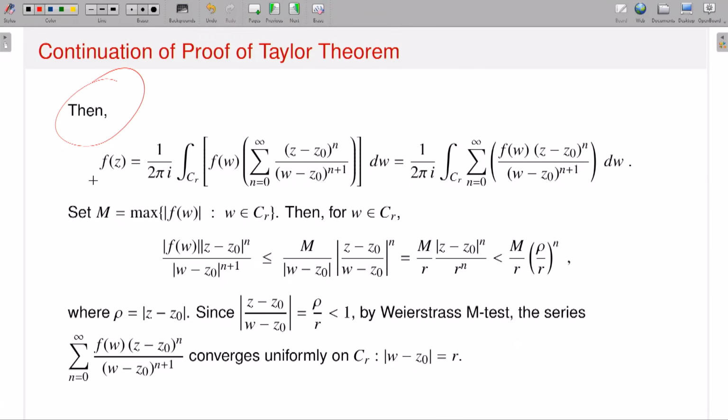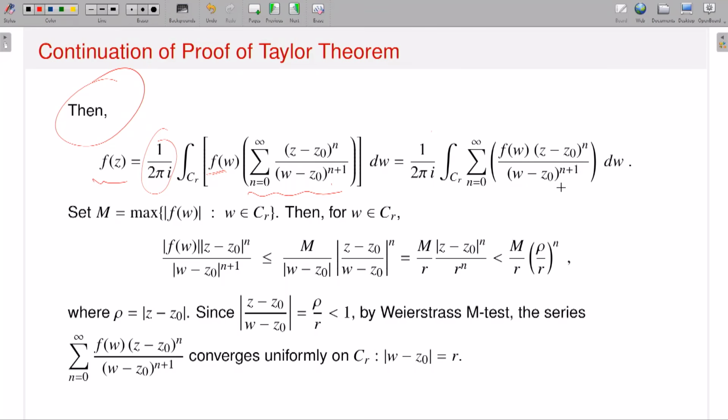So therefore we will have f(z), which is 1 by 2 pi i, keeping as it is, the integration over C_R of f(w) times 1 by w minus z, and 1 by w minus z I just got in terms of the series expansion around the point z naught. That means this is z minus z naught to the power n divided by w minus z naught to the power n plus 1 dw. Then I keep the integration over C_R as it is, and I push this f(w) inside the summation, which I can do because I am keeping w fixed on C_R. So inside the summation we will have f(w) z minus z naught to the power n divided by w minus z naught to the power n plus 1.